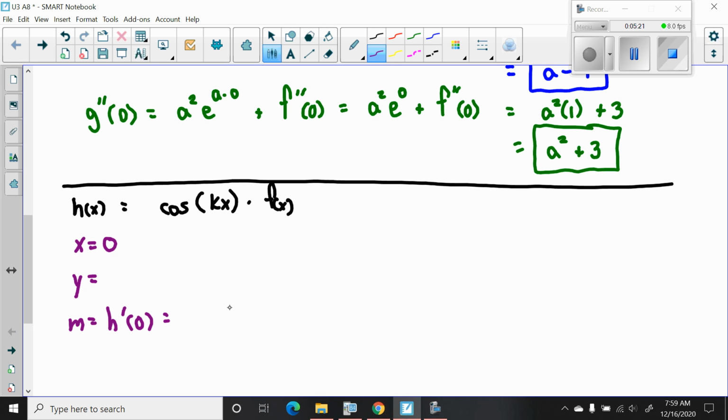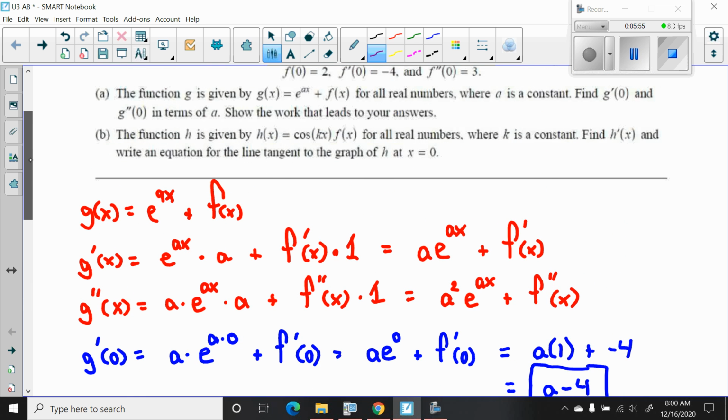All right. So let's do the y of 0. So that would be the h of 0, which would be the cosine of k times 0 times the f of 0, which would be the cosine of 0 times the f of 0, which the f of 0 should be up here. F of 0 is 2.